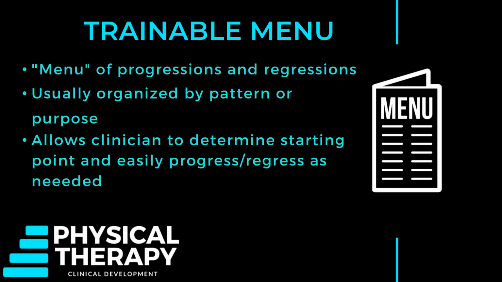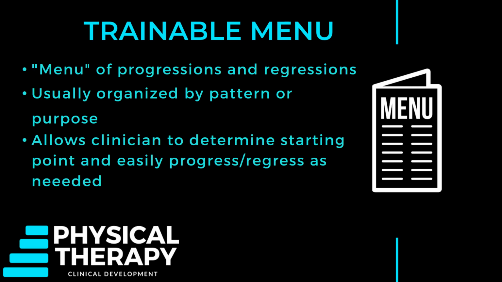So I want to talk about the trainable menu. Okay, so a trainable menu is a menu of progressions and regressions for exercises. Now, this is most commonly used in GPP or general physical preparation and is often used in the personal training and strength world. I use this as a clinician because it helps me to stay organized with my progressions and regressions and make sure that I'm progressing patients appropriately, especially when it comes to exercise selection.